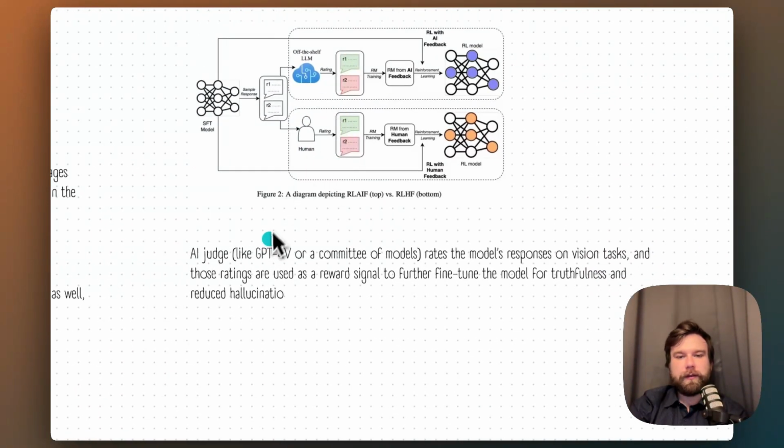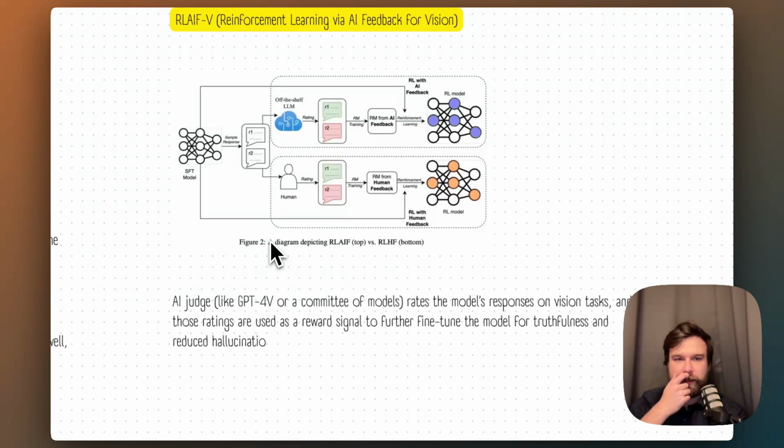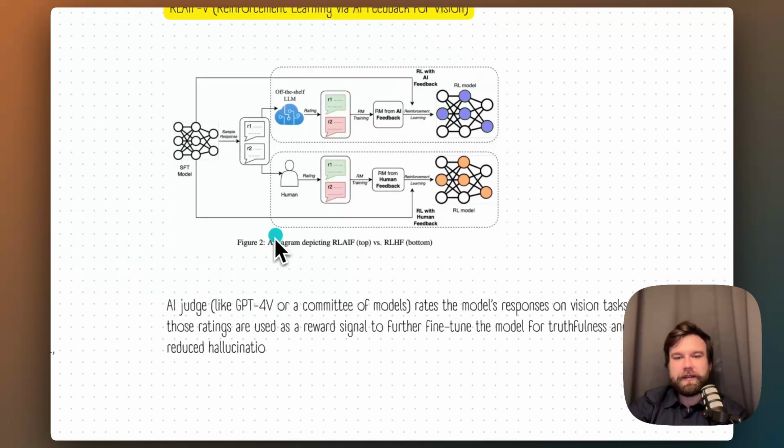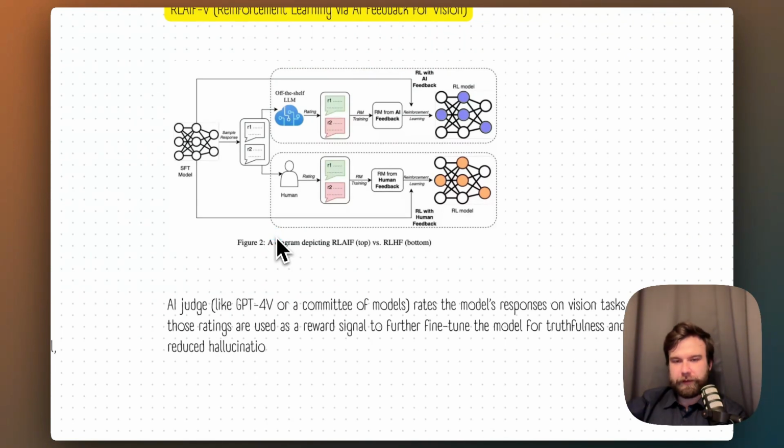And they used a method called RLAIF, as opposed to standard reinforcement learning from human feedback. That was, for example, done in the original ChatGPT. Here they have reinforcement learning with AI feedback. So the model generates several responses for the same query. We can do this by changing parameters like temperature. So it is not deterministic, it generates multiple answers to the same question.